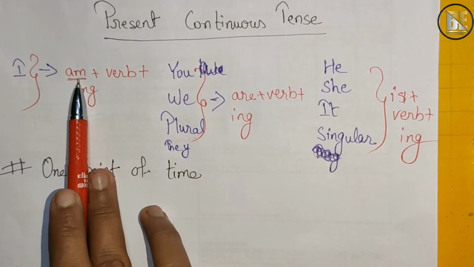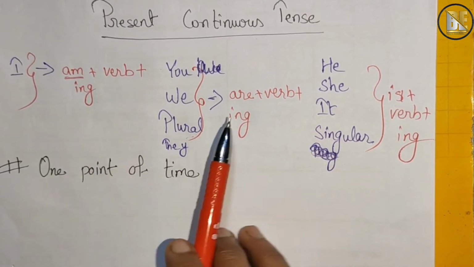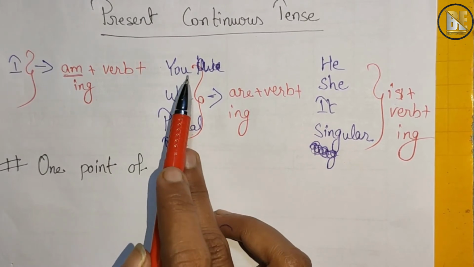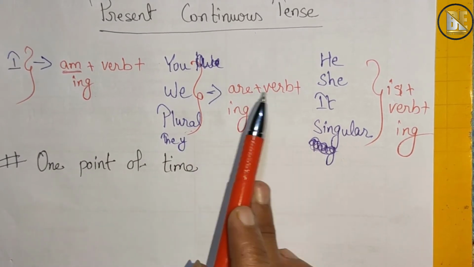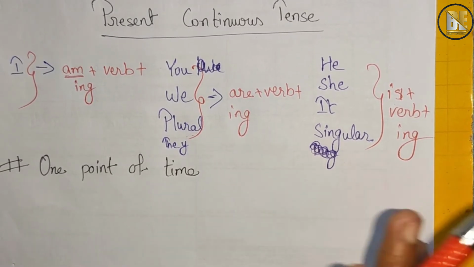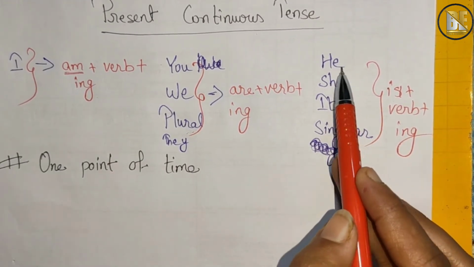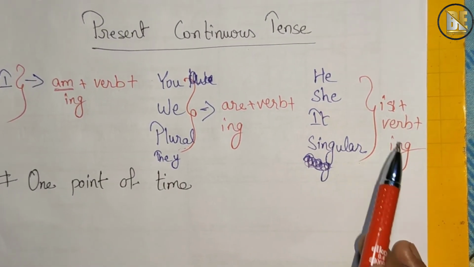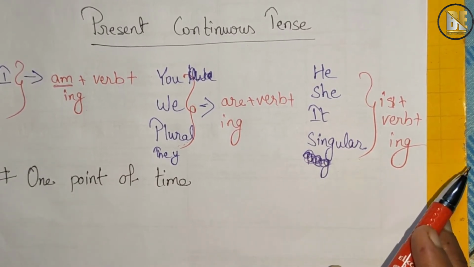With I we use am plus verb plus ing, like I am playing football. The next one is you, we, plural, and they. You is singular, but it is an exception, so we keep it in the plural category. So with you, we, plural, or they, we use are plus verb plus ing, like you are watching a movie, we are going to market after some time. The next is he, she, it, or any singular. With any singular we use is plus verb plus ing, like he is riding a bicycle.